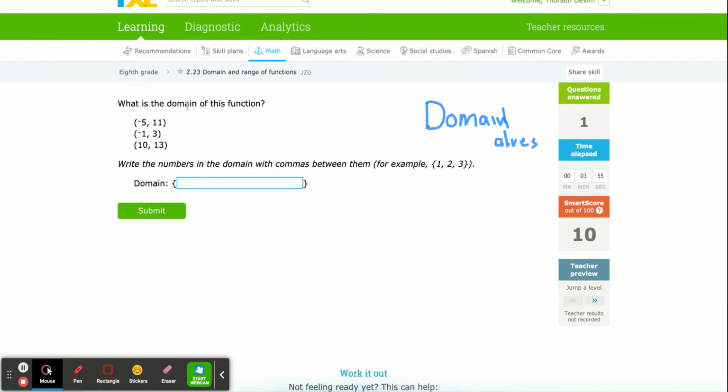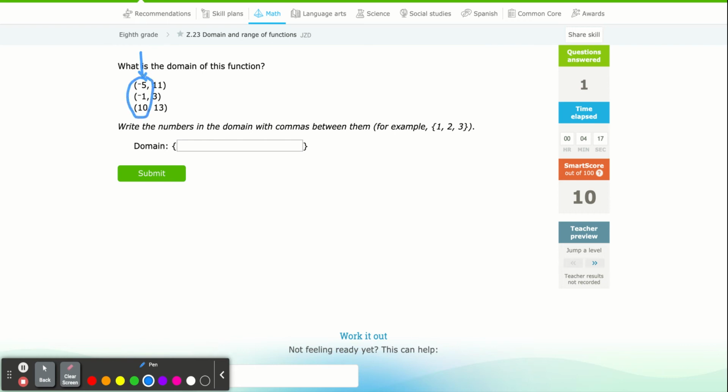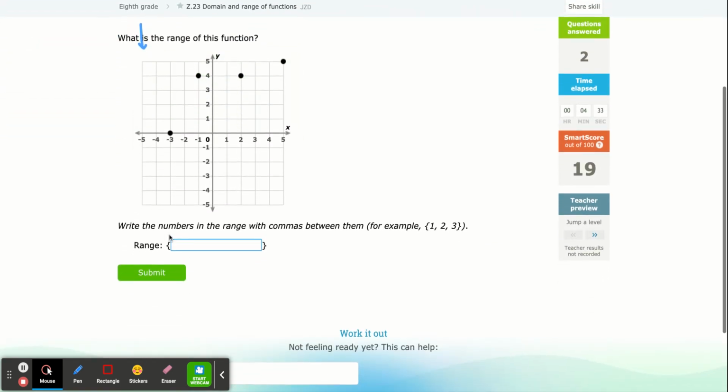Now this one says, what is the domain? Now remember, the domain, if you need to go back and review that, just make sure you write it down if you need to, because it kind of erased it all. But the domain are the x values. So all I'm going to do is look right down the column of x values in my points, and that's my domain. Try to get in the habit of always writing them from smallest to greatest. So there'd be a -5, comma, a -1, comma, and a 10. Those are my three x values that are in my domain. Domain are x, range are y.